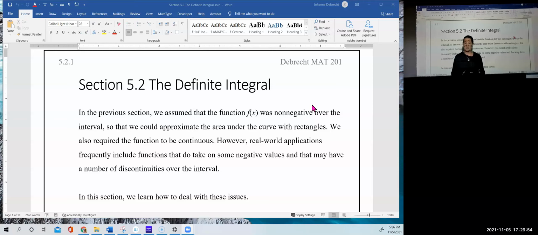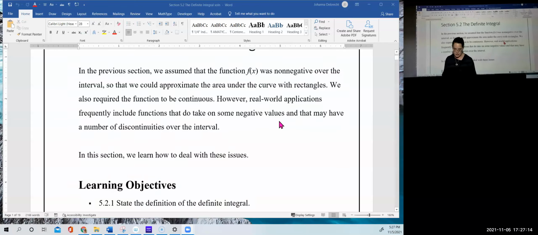So we will allow the curves to become non-positive in some cases, and that means that they'll be taking on some negative values. We'll also allow some of the curves to have a finite number of discontinuities. That might be something like a hole in the graph, or it could be a jump in the graph. We're going to learn how to deal with those things in this section.